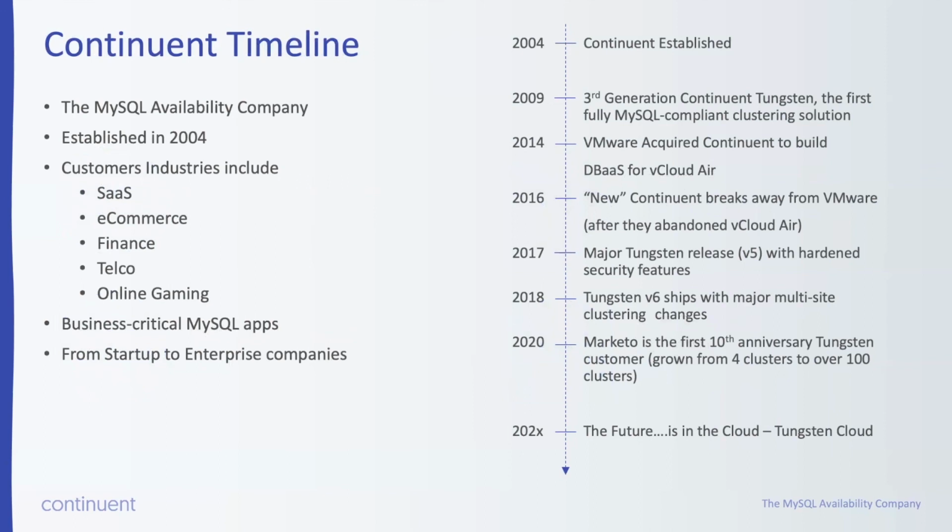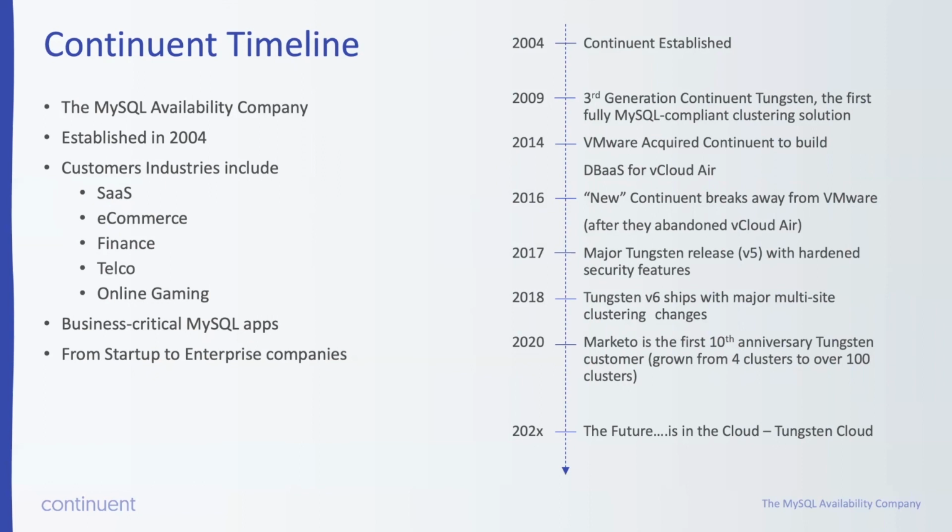And just some interesting facts. We're the MySQL availability company, established in 2004, and I've mentioned some of the industries that are represented with our software. A couple of interesting things. In 2014, we were actually acquired by VMware, and we were going to build the database as a service for vCloud Air, which was VMware's cloud offering solution. Unfortunately, or maybe fortunately, VMware abandoned vCloud Air, and so with that, Continuent broke away and became independent again from VMware.